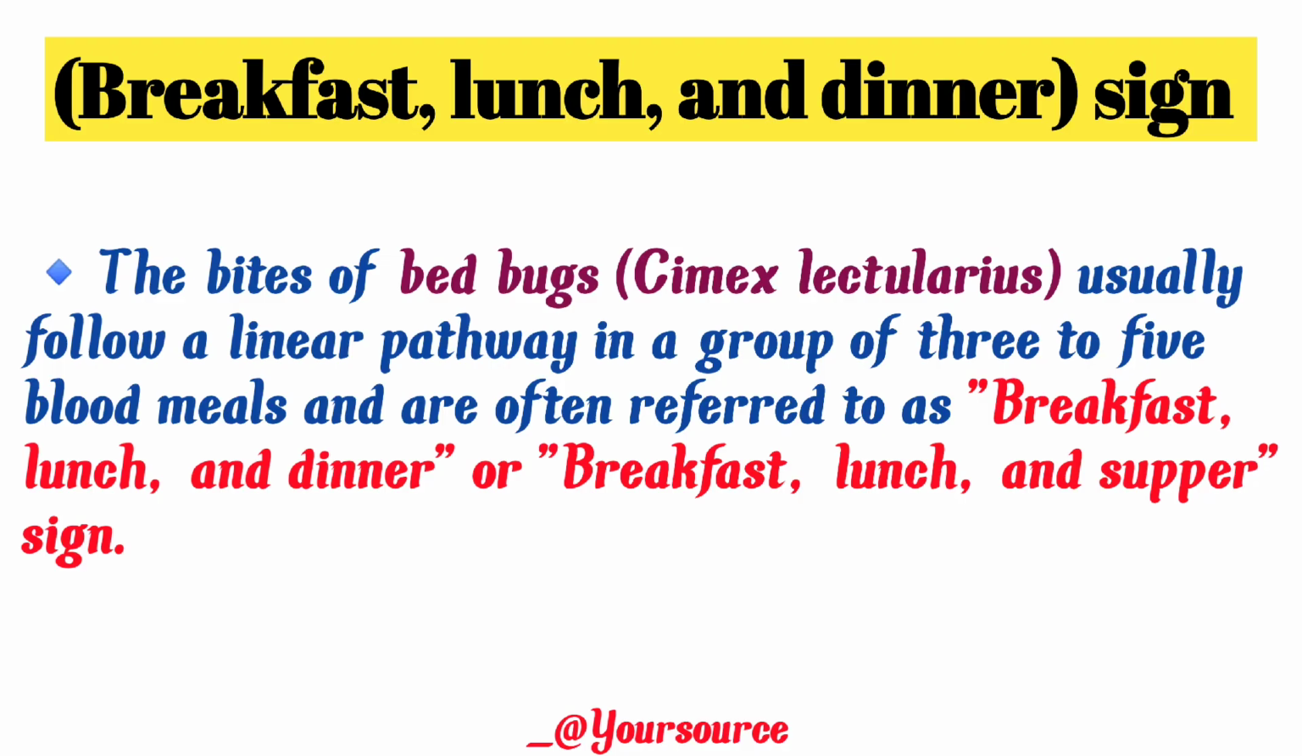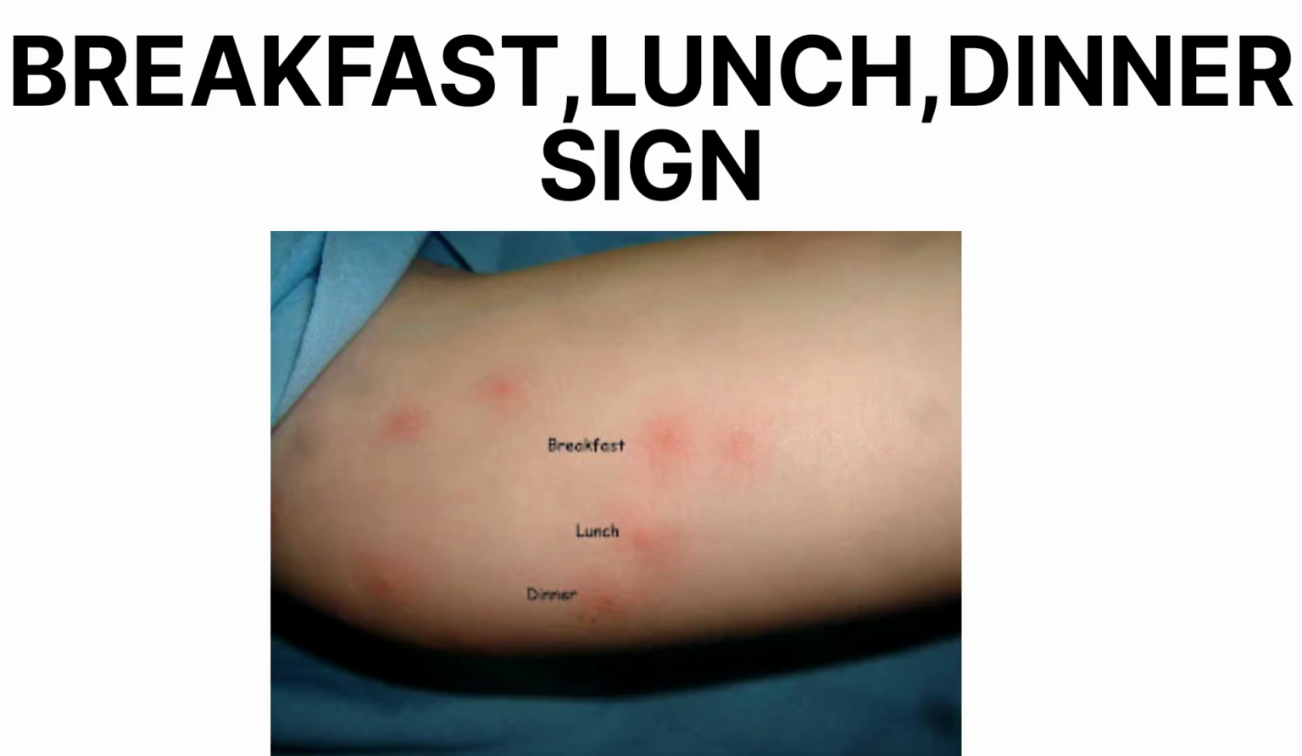Breakfast, lunch, and dinner sign. The bites of bed bugs, Cimex lectularius, usually follow a linear pathway in a group of 3 to 5 blood meals and are often referred to as the breakfast, lunch, and dinner, or breakfast, lunch, and supper sign.